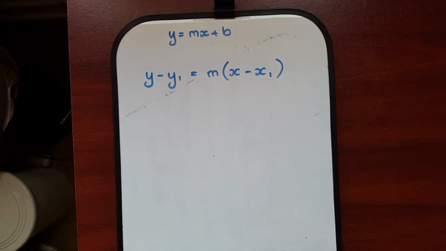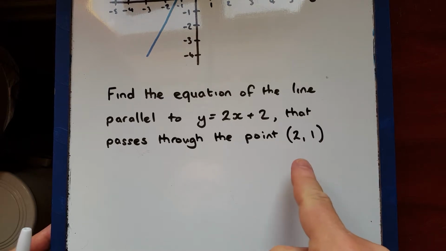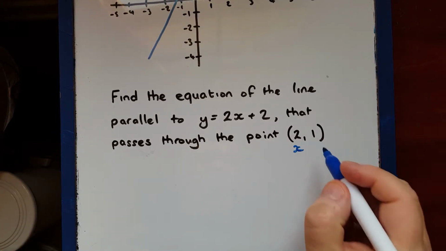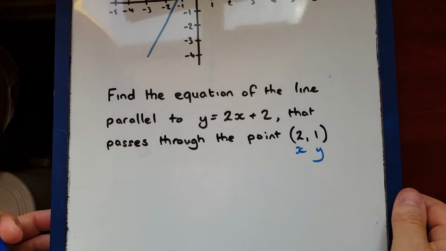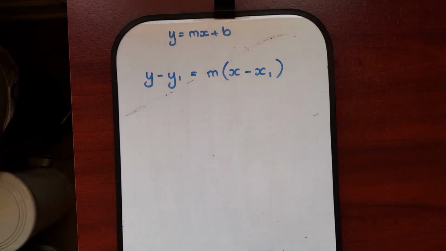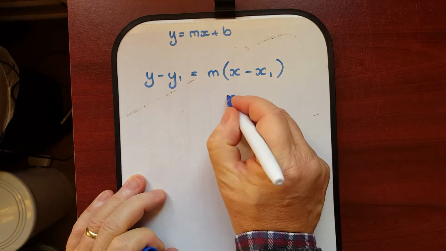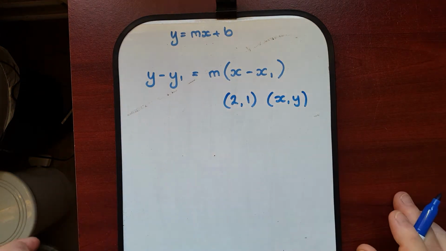Now let's just quickly go back and look at what the question asked us. It said that it needs to pass through the point 2, 1. Now bear in mind here that 2 is the x coordinate and the 1 is the y coordinate. Let's write these down then. So 2, 1 is the x and y coordinate that we're talking about.